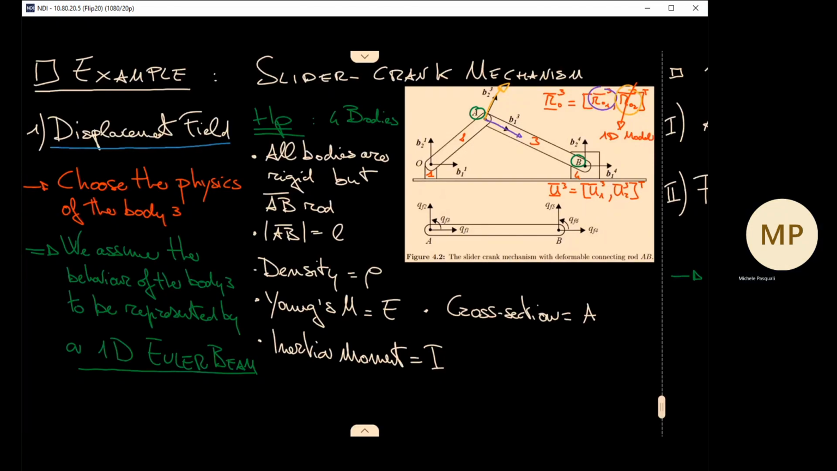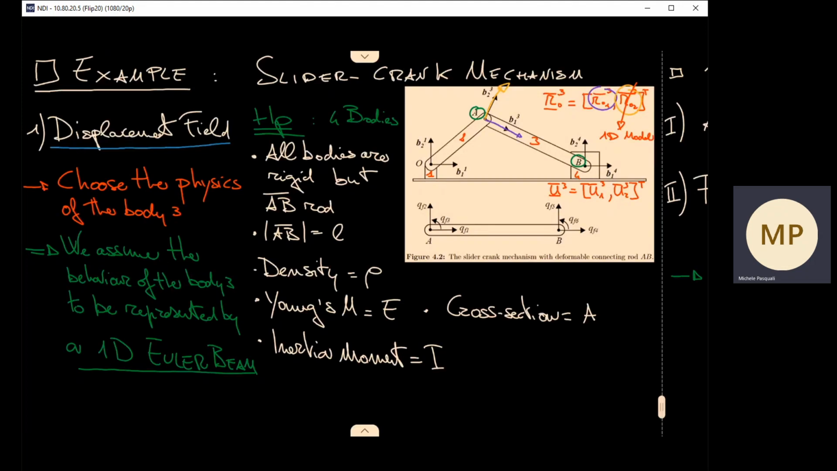Okay, so as we have seen, here we are describing a very simple mechanism that we have already presented, which is a slider crank mechanism, typically used to transform rotary motion into linear motion of the mass. We have 4 bodies, which have been already highlighted. In particular, we have made a series of hypotheses. All of the bodies are rigid with the exception of body number 3, which is deformable. And we have all the material and geometrical parameters that we need to further develop the exercise.